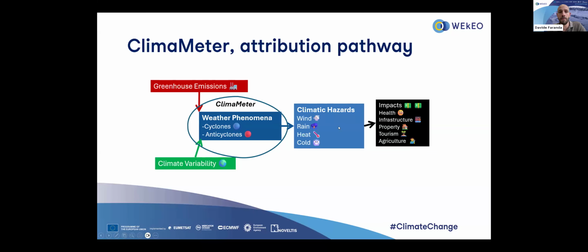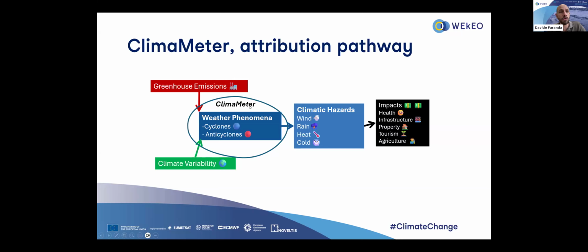For example, if we have strong winds, we can have damages in the infrastructure. If we have heat, we can have impact on the health or on the tourism, and so on and so forth. So the idea is that this climatic hazard can be, of course, directly analyzed by looking at the time series of the hazard themselves.